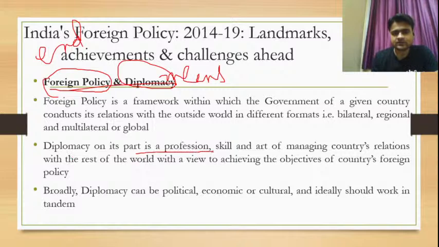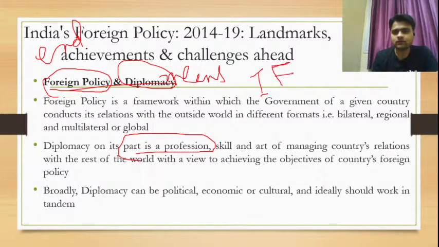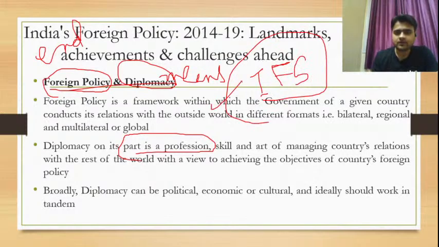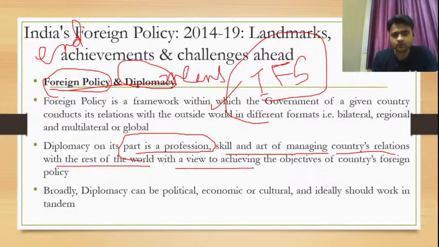It is a profession. When you become Indian Foreign Service officers, IFS officers, you will be called a diplomat, and diplomacy is a profession. It is the skill and art of managing a country's relations with the rest of the world with a view to achieving the objectives of the country's foreign policy.